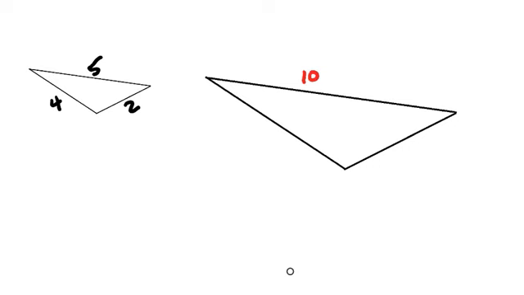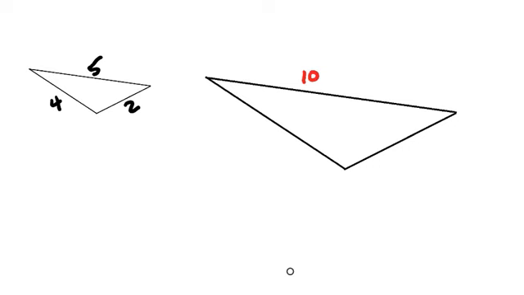Here I've got one that's 2, 4, and 5, and the other one I know has a side length of 10, so I know they can't be the same size because I don't see any sides with length 10 on the triangle on the left. But if we know that they're the same shape and we know one side length, then we can use that information to find the other side lengths.